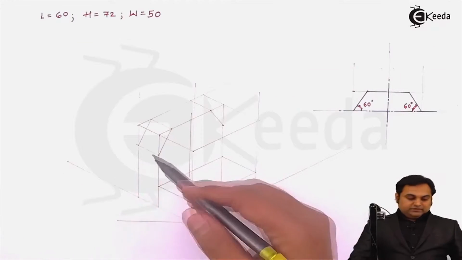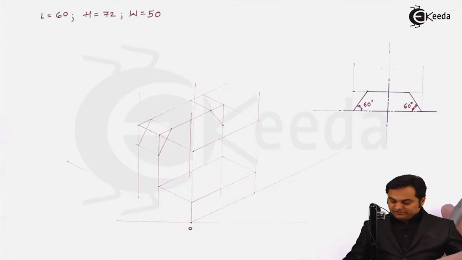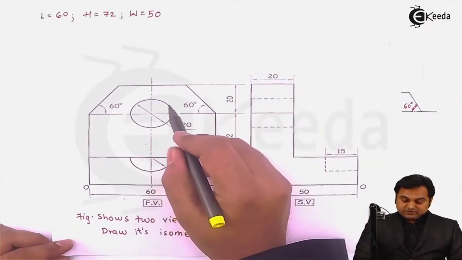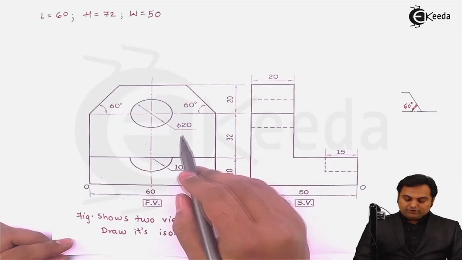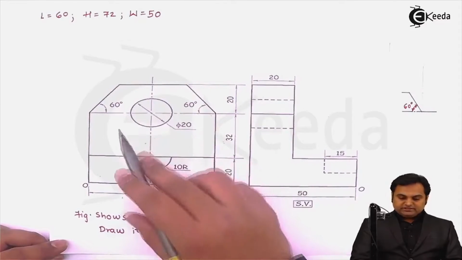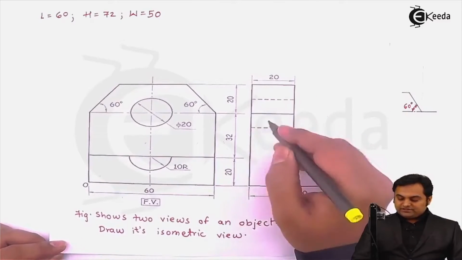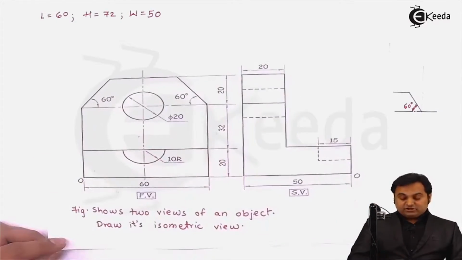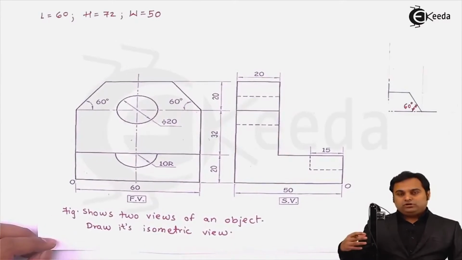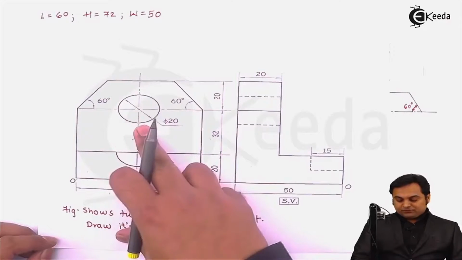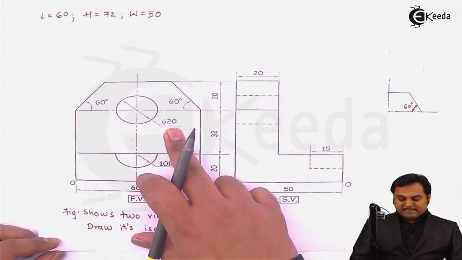So here is that vertical surface. Now something interesting, inside this vertical surface there is a circular hole of 20 mm diameter. As I can see in the front view, it is a circle, and in the side view that circle is dotted. It means it is a hole. It is a circular hole and not a circular block. So I am next going to draw this circular hole having diameter 20 mm.